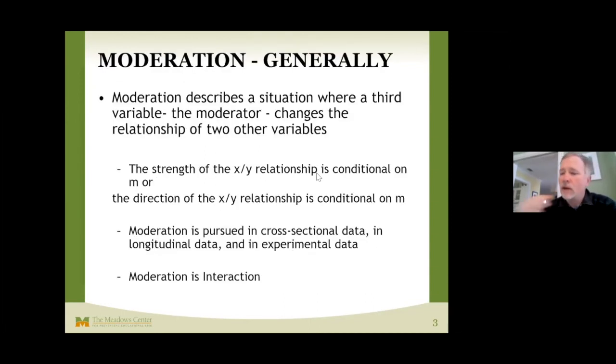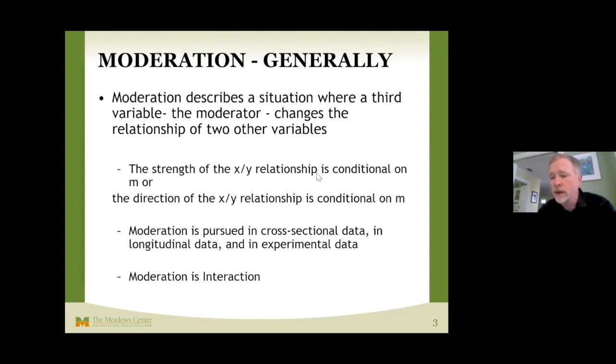So, moderation in general. I'd ask you to assume that we have 3 variables. There's a main variable, which we sometimes call the independent variable, the predictor, or maybe just X. A second variable, which is the outcome, which we usually call Y. And then a third variable that for today we'll call M, which you can understand as meaning moderator.